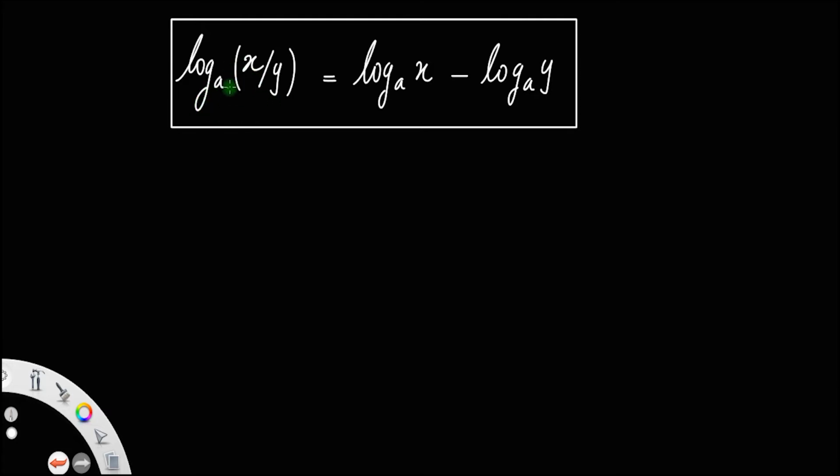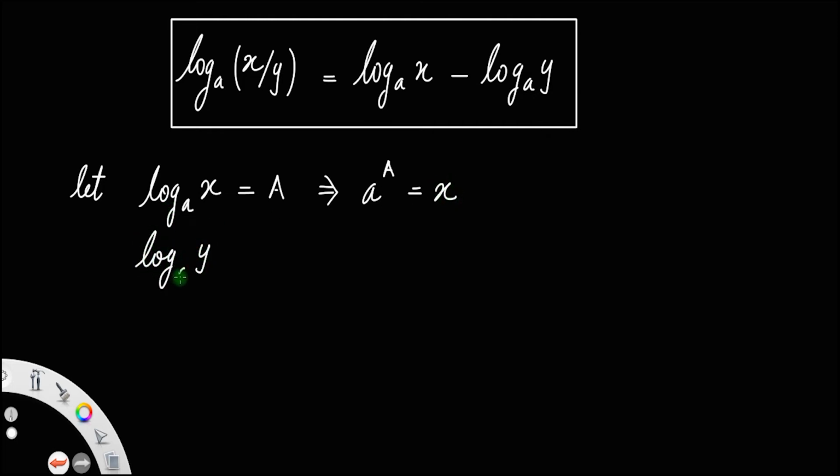So how will you prove the quotient rule involving the log? That is log x by y to the base a equal to log x to the base a minus log y to the base a. How will you prove this? For that, again, let us assume log x to the base a is equal to a, implies a raised to a is equal to x. Similarly, log y to the base a is equal to b, then a raised to b is equal to y.